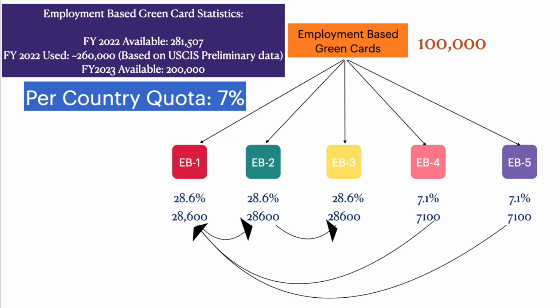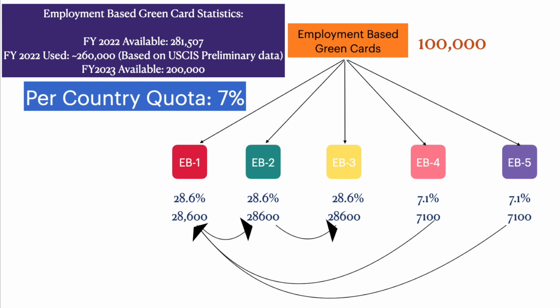Now out of that, 28.6% of the green cards will go to EB1, 28.6% will go to EB2, then 28.6% will go to EB3, and 7.1% will go to EB4, and 7.1% will go to EB5. Now, a lot of people have this question of how this spillover works, right? So let's say there were 100,000 green cards, and all these 28.6% and so on were divided.